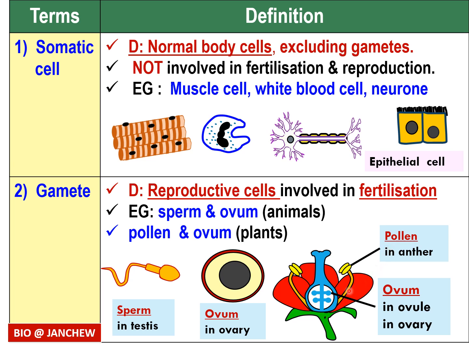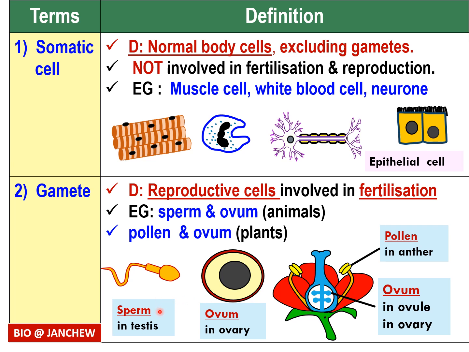Then for the female gamete, the ovum, the female gamete is the ovum or egg cell, is found in the ovule inside this blue structure here, and the ovule is found in the ovary. It's located in the ovary. This structure that looks like a vase, the lower part here is the ovary. Okay, so ovum is found in the ovule in the ovary. Okay, just a brief idea.